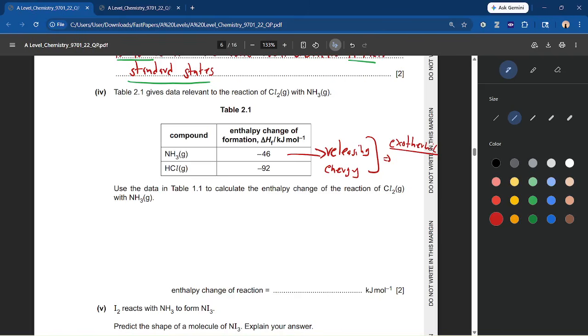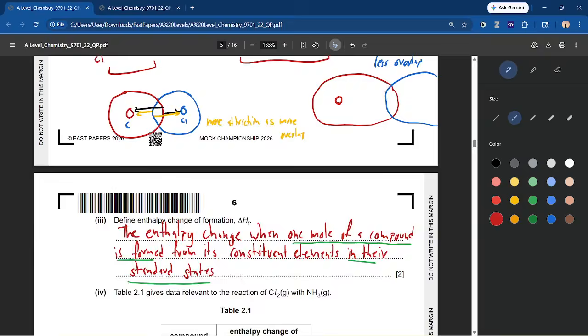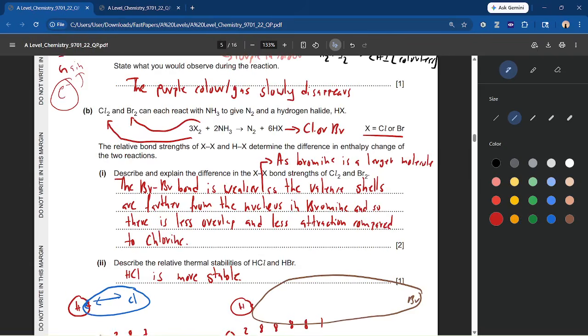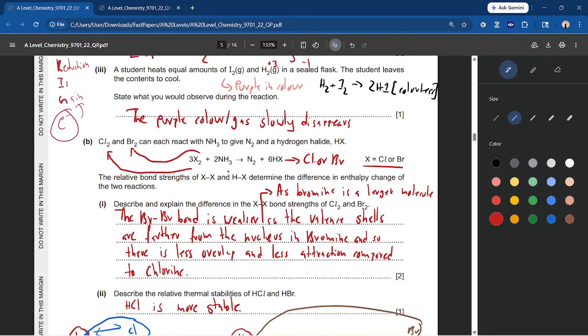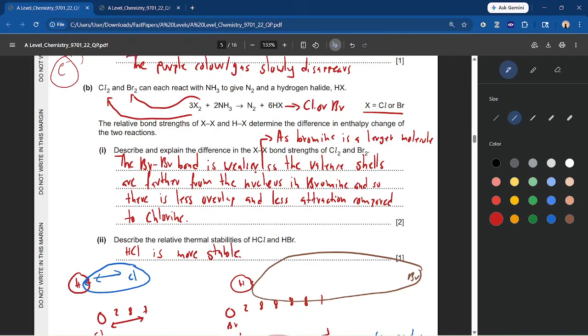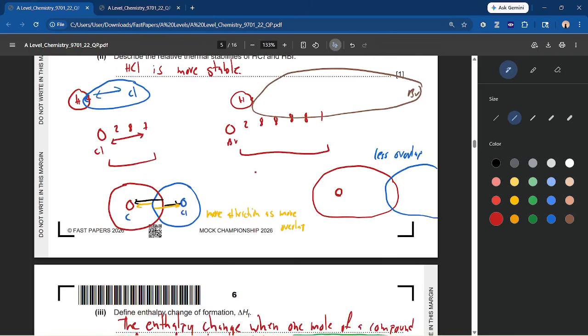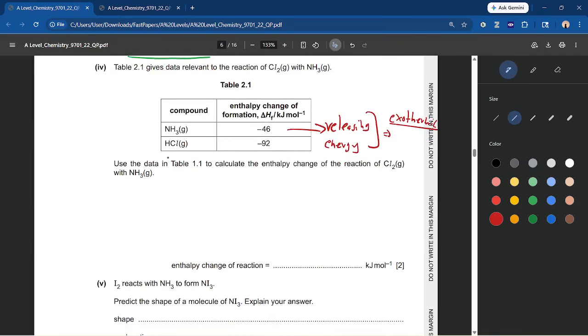So ammonia releases 46 kilojoules per mole, and hydrogen chloride releases 92 kilojoules per mole. Use the table data in table 2.1 to calculate the enthalpy change of the reaction of chlorine with ammonia. Do we have any reaction of chlorine with ammonia? Yes, it's over here: 3X2 plus 2NH3 gives you N2 plus 6HX. Since it's chlorine, let's write it down.